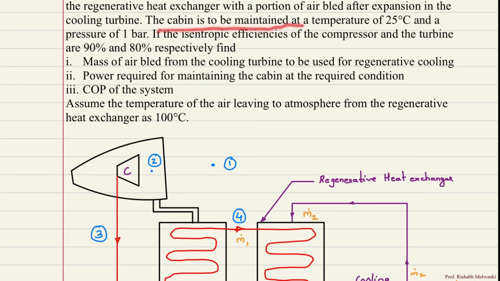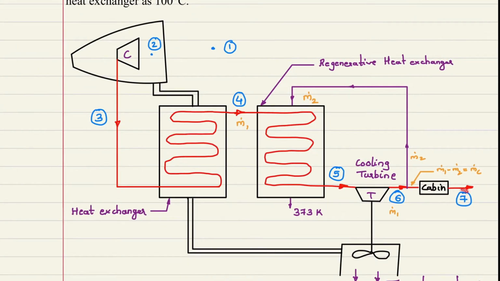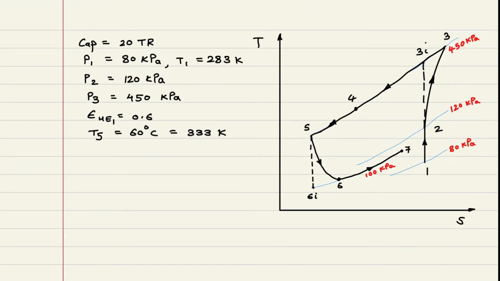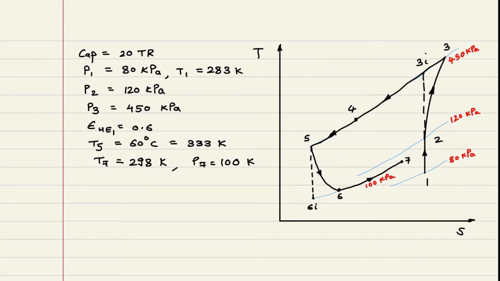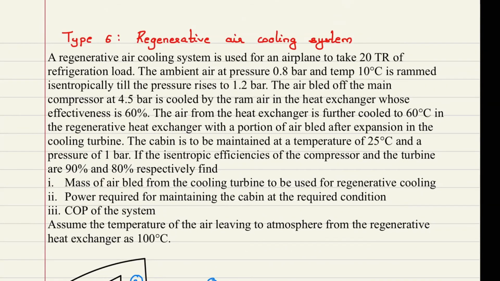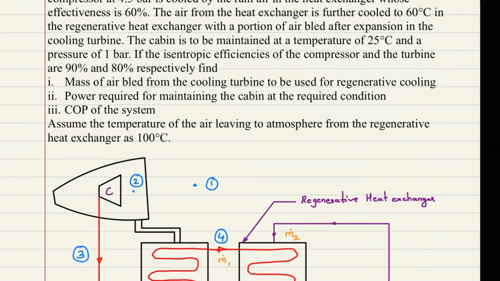The cabin is to be maintained at a temperature of 25 degrees Celsius and a pressure of 1 bar. So cabin means you have to consider the last point. So the pressure and temperature of the last point is given. T7 is equal to 298 Kelvin and P7 is 100 kilopascal. What is the data given? 1 bar. So we have to convert bar into kilopascal, multiply by 100. Next data.